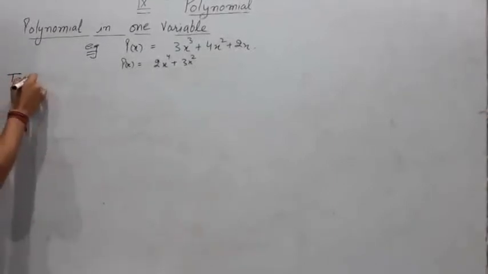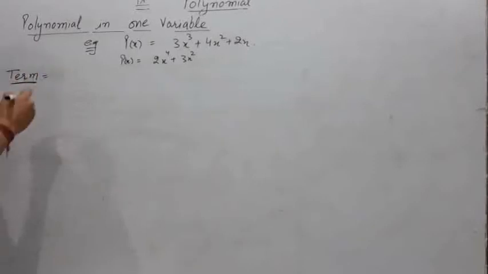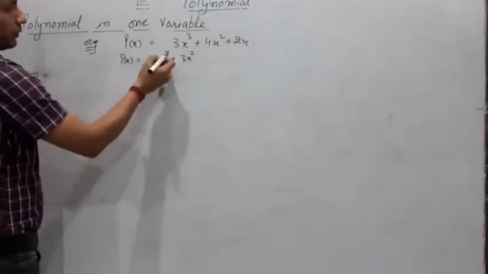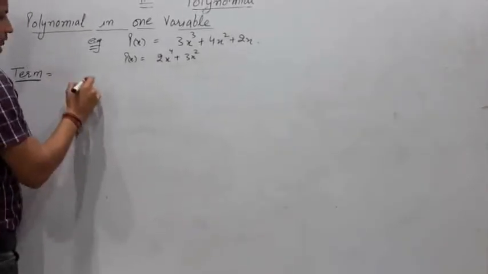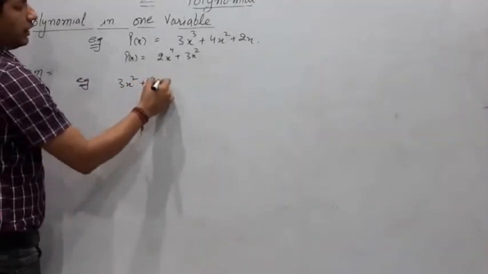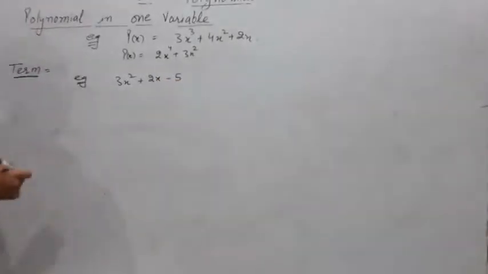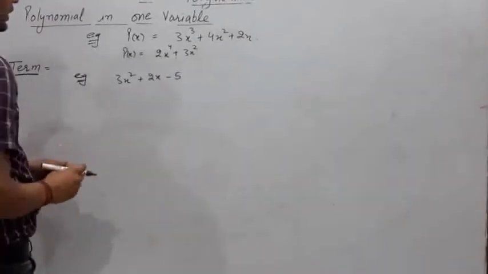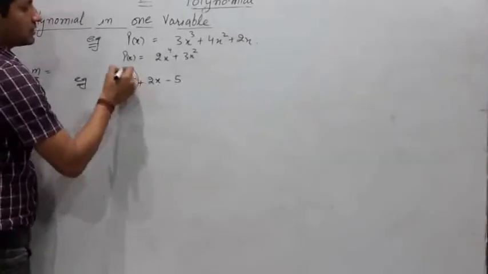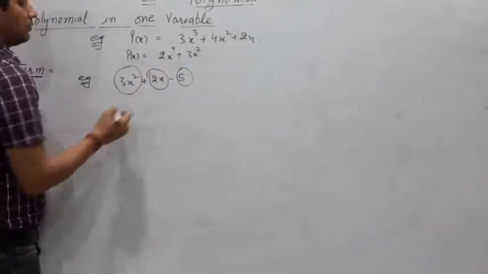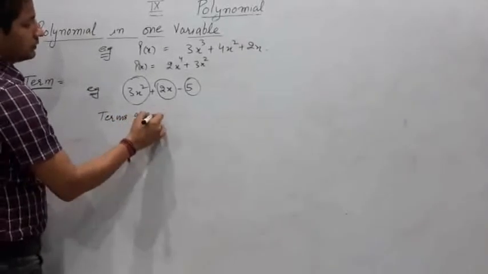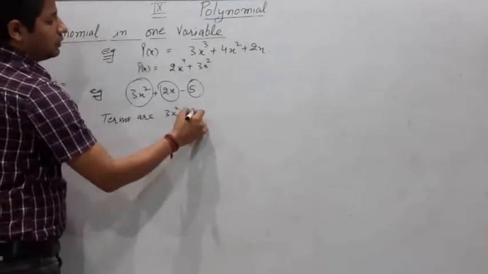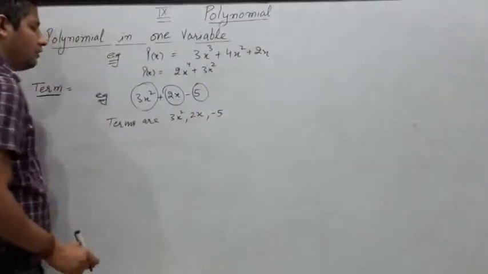Next term. The term is a part of polynomial separated by the sign of addition or subtraction. Let's take an example. 3x square plus 2x minus 5. It is a polynomial in one variable. It has three terms. One is 3x square, second is 2x and minus 5. So terms are 3x square, 2x and minus 5.